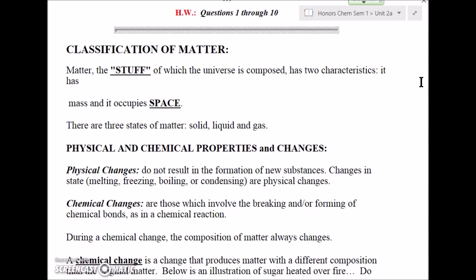So matter is the stuff of which the universe is composed. And it has two characteristics. It occupies space, and it has some mass associated with it. As you know, there are three states of matter: solid, liquid, and gas. There actually is a fourth one, but we're not going to discuss it in here, and those are plasmas. I know, those are the fun ones.